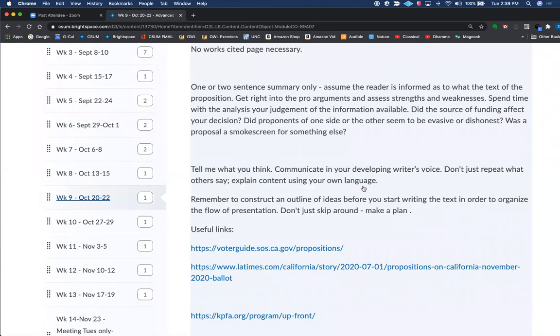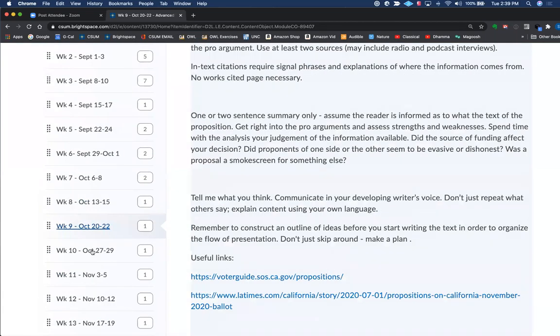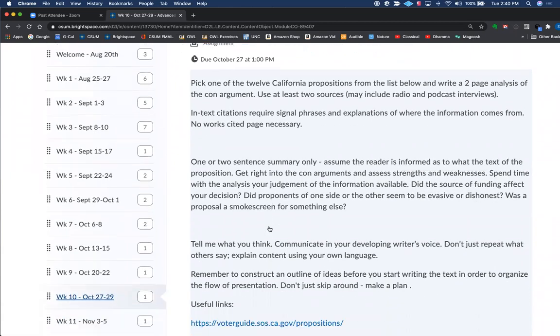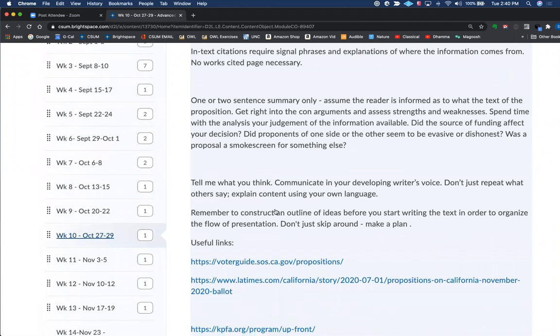So week 9, October 20th, I want you to explore one of these issues, the proposition. The following week, I want you to do the same issue and explore the negative argument. What's the argument against this proposition? Analyze. And at this point, having done the pro argument before, spend most of your time doing the negative argument, but you can go ahead and give us a conclusion here.